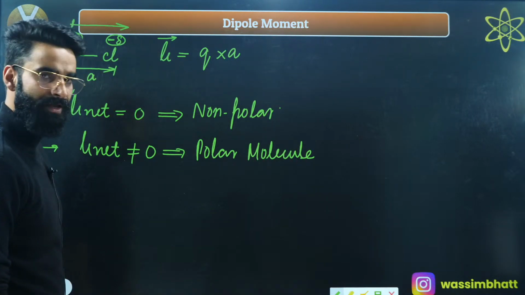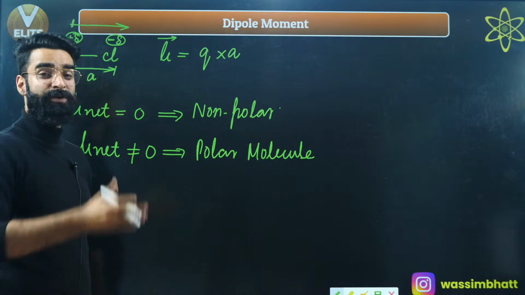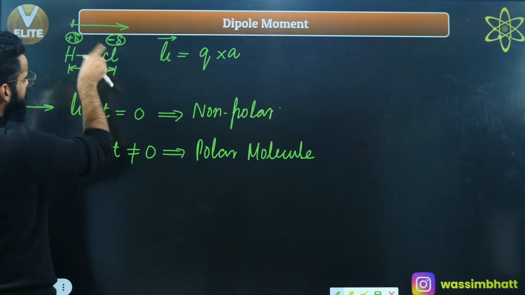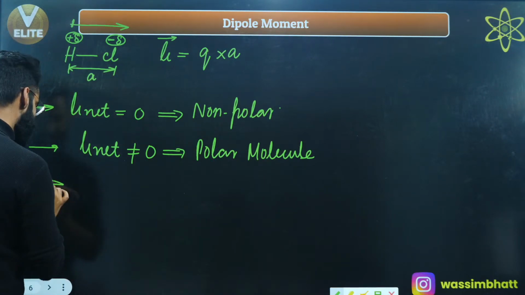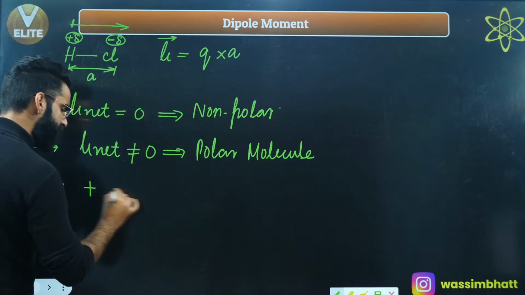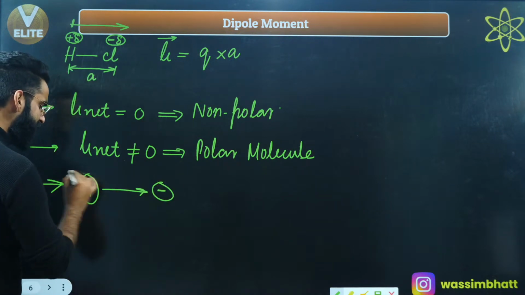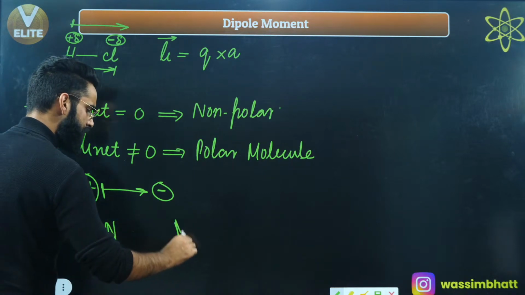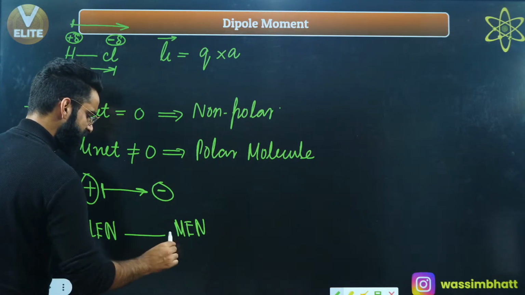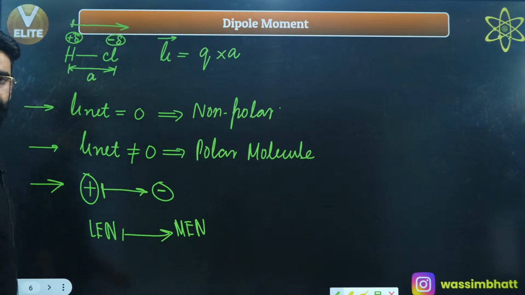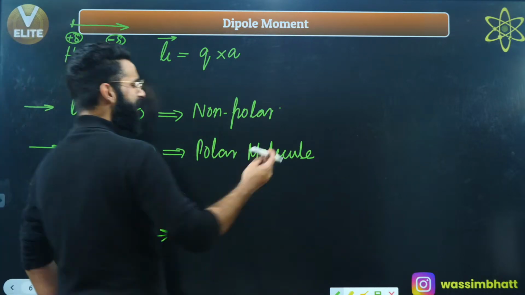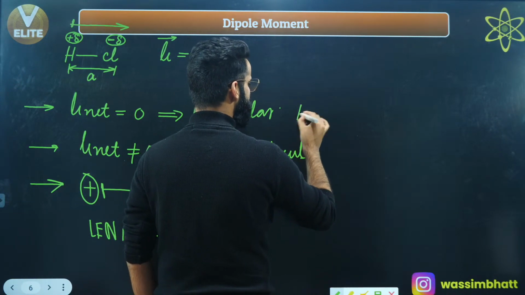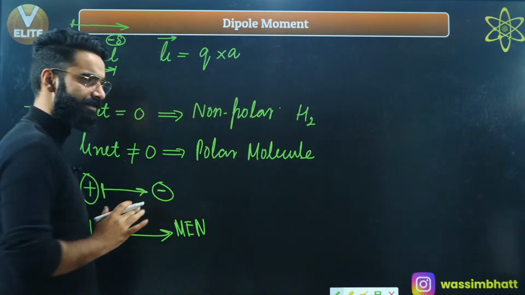See, I told you the direction of dipole moment is from positive to negative, or you can say the direction of dipole moment is from the less electronegative element to the more electronegative element. You can say it in this way as well, no issues. Now guys, have a look. Let's say I'm taking a molecule as O2, or leave O2 aside, let me take the molecule as H2 for example, a simple molecule H2.